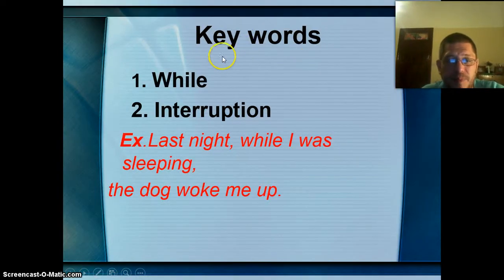Keywords. While. While is used like an interruption. Last night, while I was sleeping, what occurred? What happened? What was the situation? The dog woke me up. As you see here, you're indicating while, and the interruption would be the dog. The action of the dog. It woke me up.